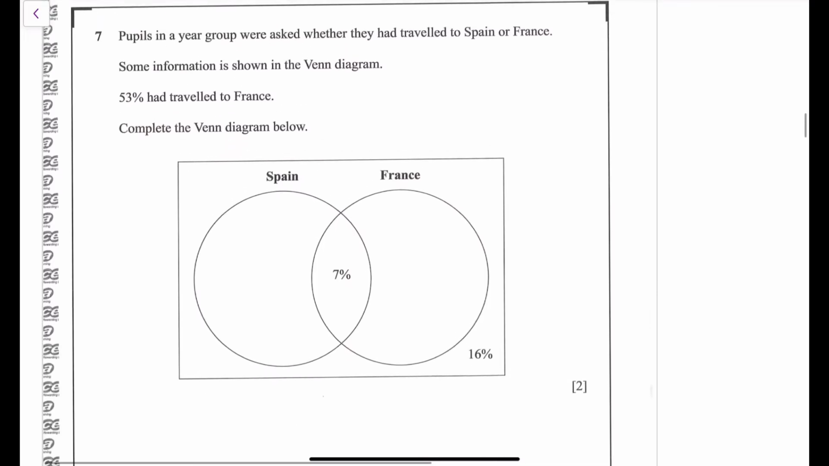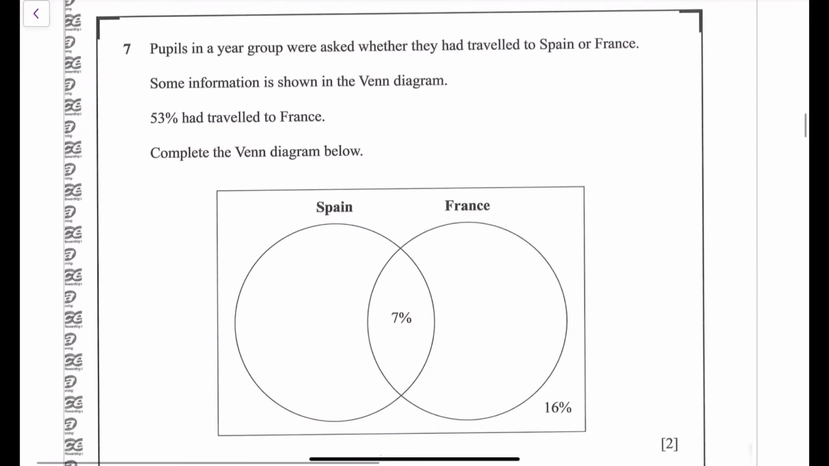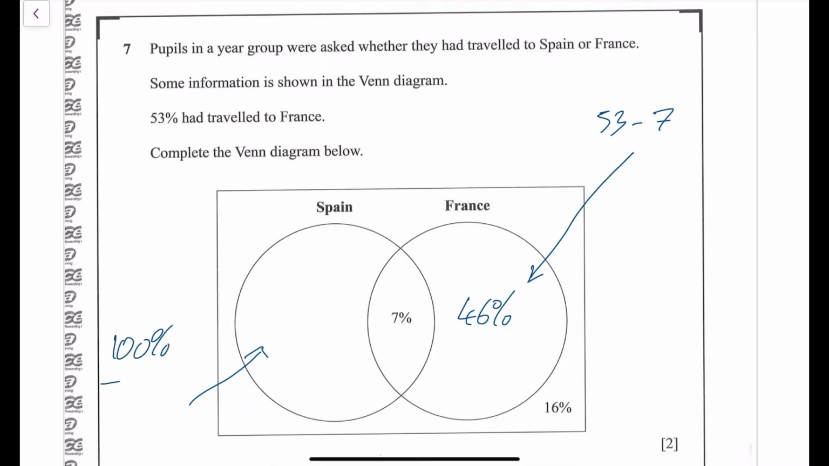Next question. Pupils in a year group were asked whether they had travelled to Spain or France. Some information is shown in the Venn diagram. So your overlap here in the middle is 7%. It tells you 53% had travelled to France. So that means the whole France circle is 53. So this bit must be 53 minus 7, which is going to be 46%. And then this bit here, the only bit missing is going to be your full amount, 100%, minus the 7, minus the 46, and minus the 16. And when I worked that out, I got 31%.